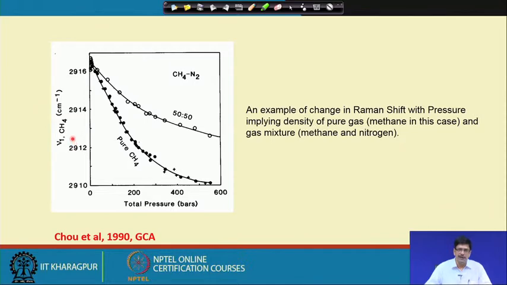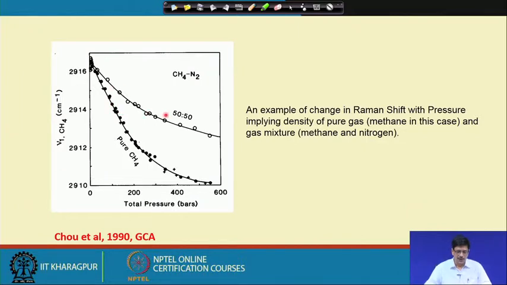Even though it will not vary in very great ranges, here there is a diagram which you can see. There is a total pressure in bars versus this nu 1 of methane, this Raman active mode of methane, which generally should be expected around 2914, and can vary to a higher 2916, or 2912 or 2910, depending on the pressure. So, as pressure is increased, meaning density is higher, we would expect the Raman shift to occur at a lower value, with a lesser difference in the frequency towards the lower value of Raman shift.